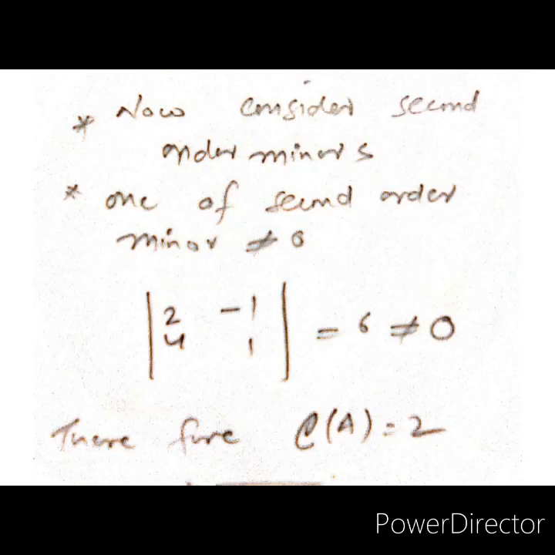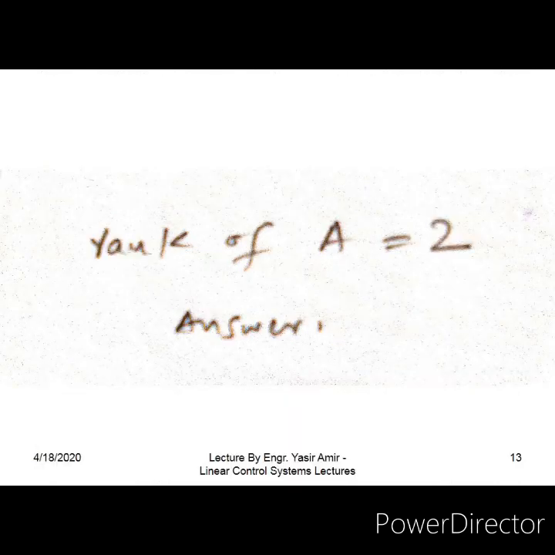Next we consider the second order minors, and you can see that we have considered this minor over here, and its determinant is equal to 6, which is not equal to 0. Therefore we conclude that the rank of our given matrix is 2.